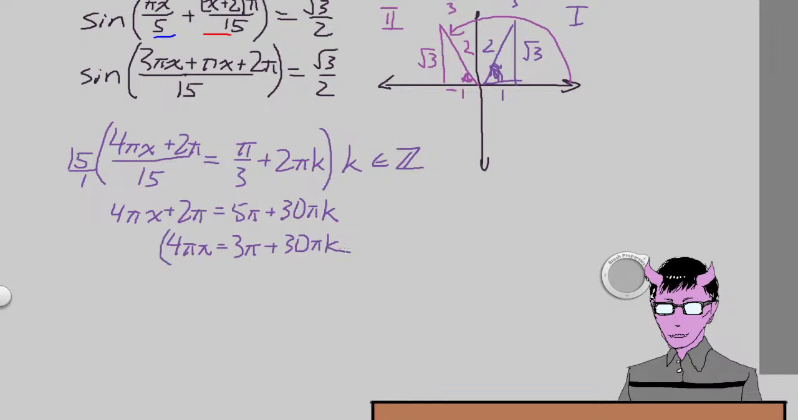And then for the final cleanup, for the final isolation step, we're going to multiply both sides by 1 over 4 pi to clear this thing. I'm going to put those two terms together, all over 4 pi. And then we just go to canceling the pi's, thereby getting the 3 plus 30k all over 4.